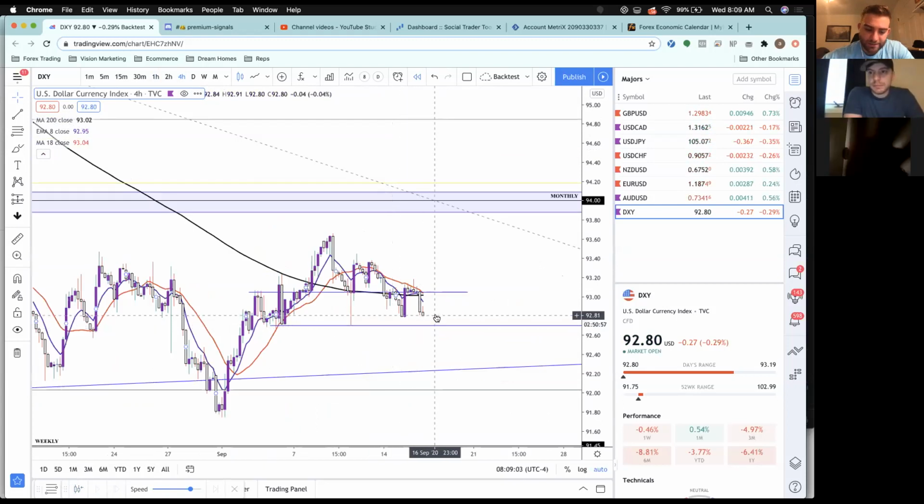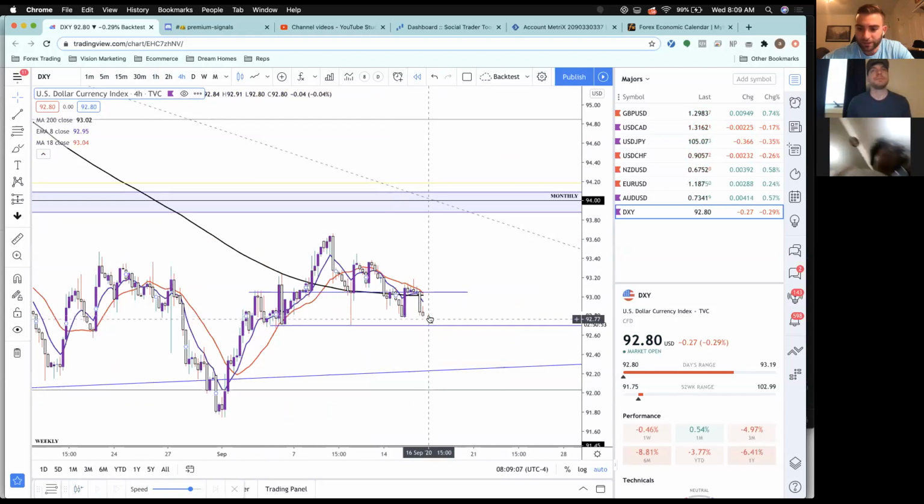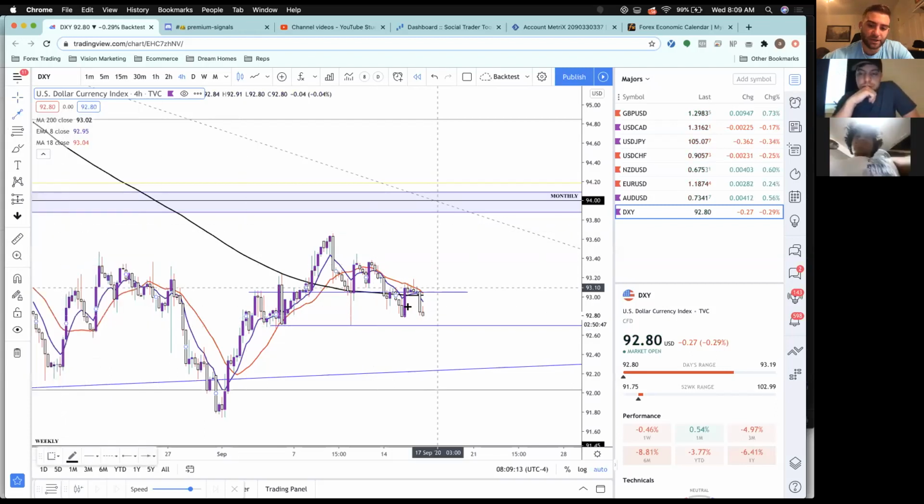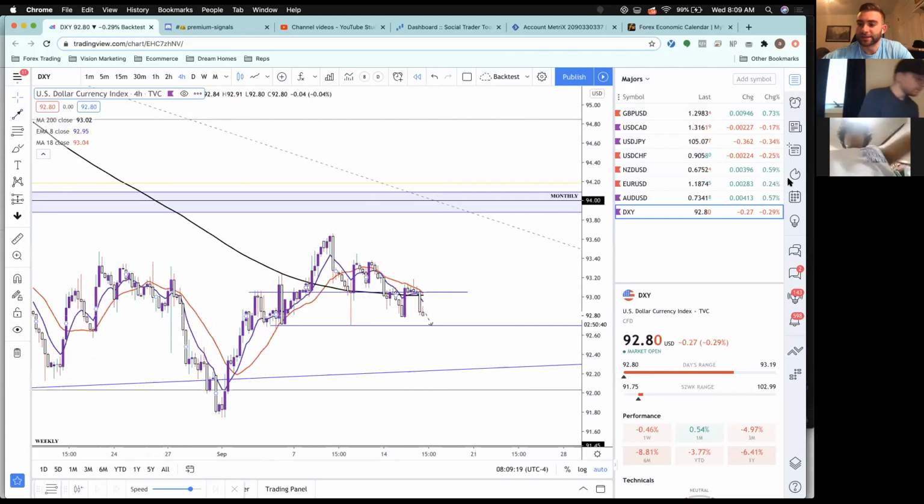So I expect DXY to really fall a lot lower, or not a lot lower, but at least fall 10 more pips or so to this level right here. So we're looking for this thing to continue to push. And we're going to keep this in mind with all the USD pairs that we're going to get into, all these major pairs, this thing could definitely be pumping a little bit more.